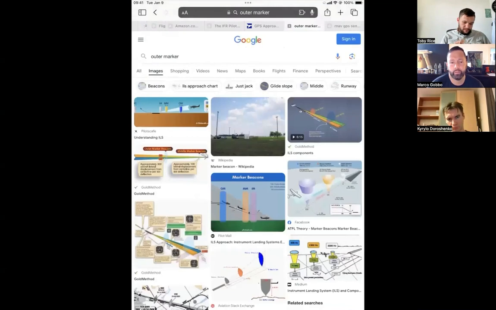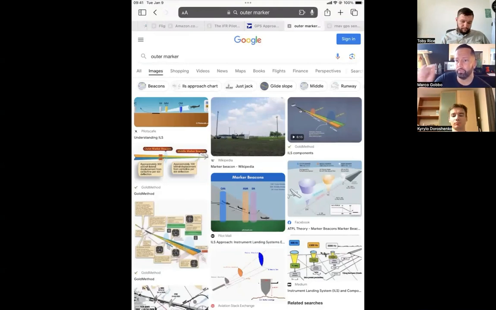So Toby, basically in the localizer approach, you don't get the green diamond coming down. Correct. Now, I'll tell you, you may see the green diamond coming down if the glide slope still works, right? But if you were cleared for the localizer approach, you would ignore the green diamond coming down. You would disregard it.